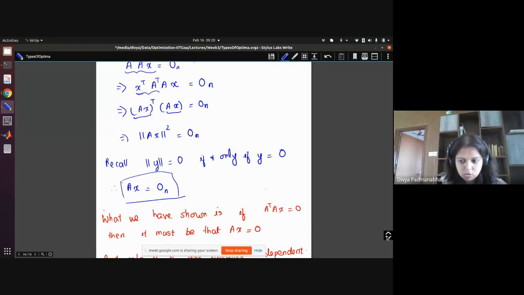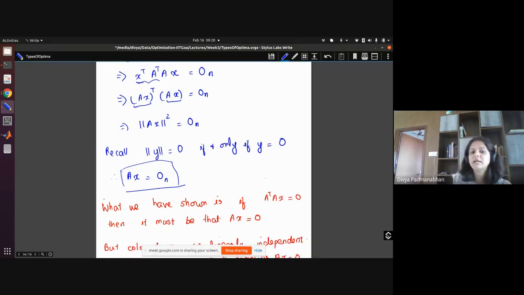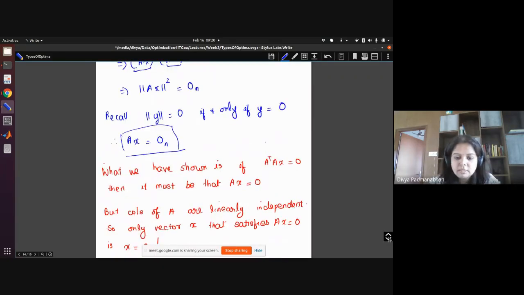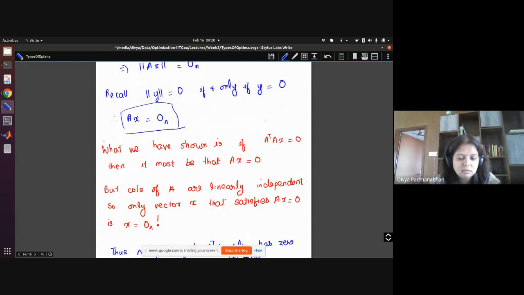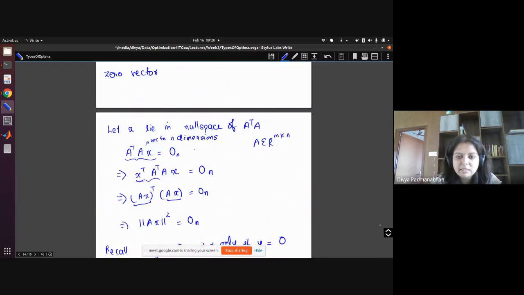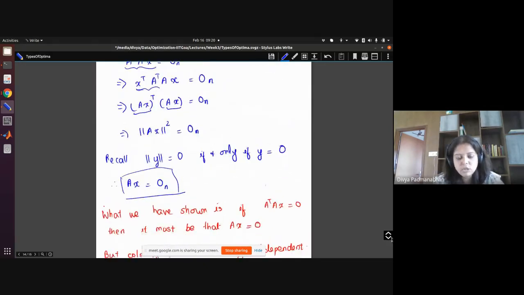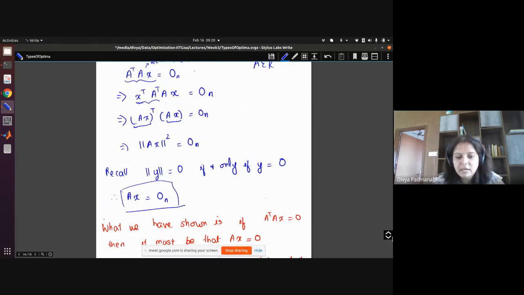Remember, the condition of linear independence is just that any linear combination of these vectors, if it gives you zero, it has to be that the coefficients which multiply them have to be zero. There's no other way. So what we have shown is that the only vector x that satisfies Ax equals zero is x equals zero. Now remember, this x was the same x which was in the null space of A transpose A, and we showed that it lies in the null space of A. And now we showed that the only thing in the null space of A is zero.